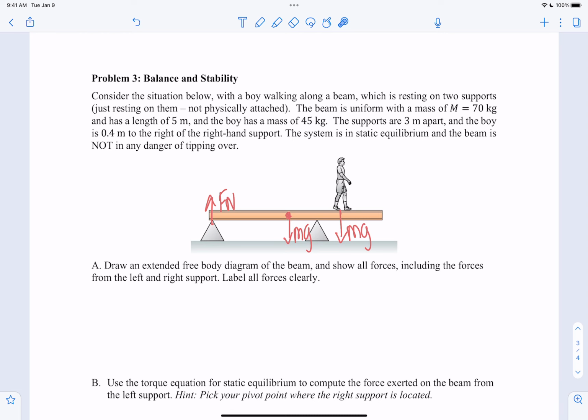The supports here are 3 meters apart, so from here to here is 3 meters. And the boy here is 0.4 meters away from the right-hand support. The system is in static equilibrium. That means the net force and the torque are both going to be equal to 0, and the beam is not in any danger of tipping over. That makes sense because it's in static equilibrium, right?